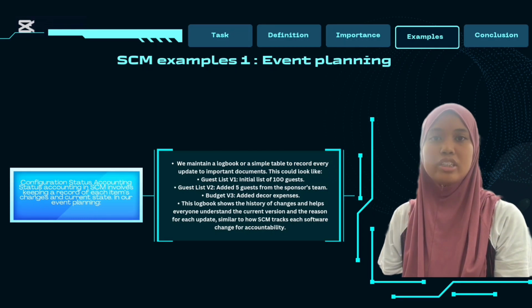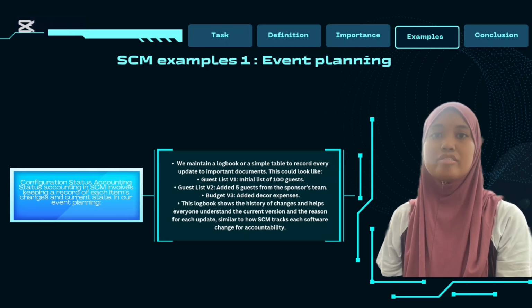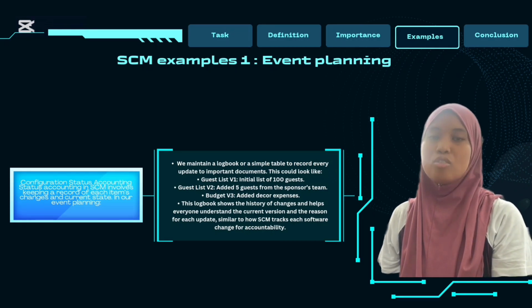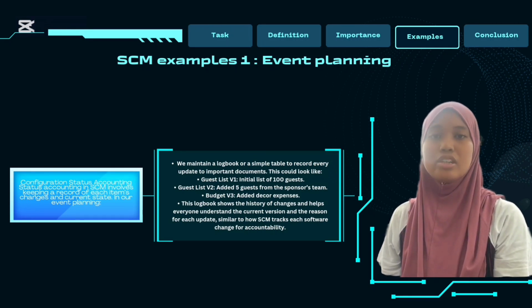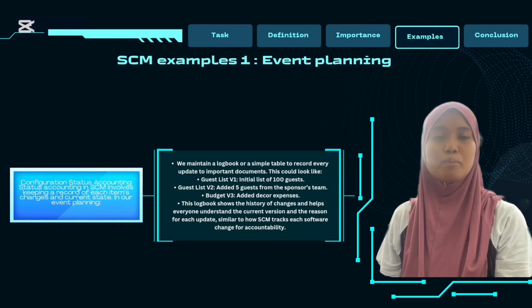Configuration status accounting is about keeping a record of changes and tracking the current state of items. For event planning, we maintain a logbook or table to record updates. For instance, guest list version 1 initially included 100 guests. Guest list version 2 added 5 guests from the sponsor team.